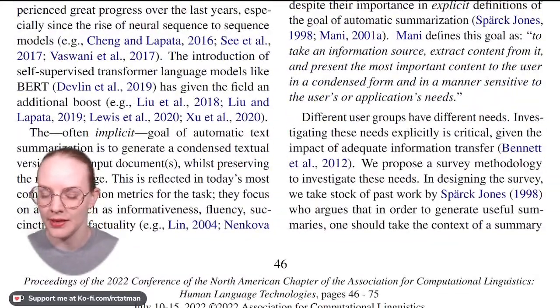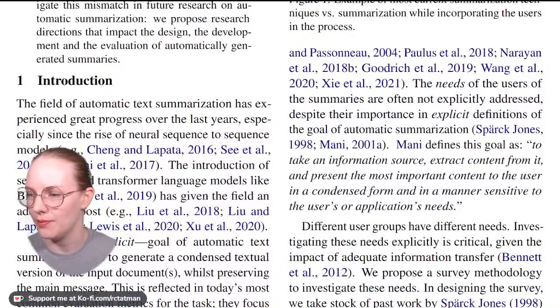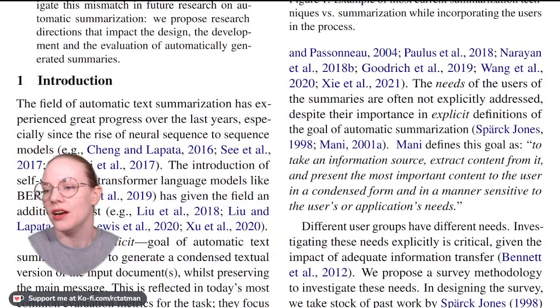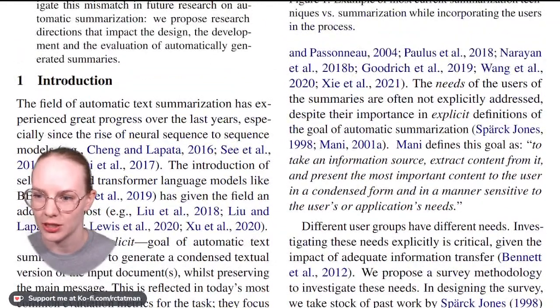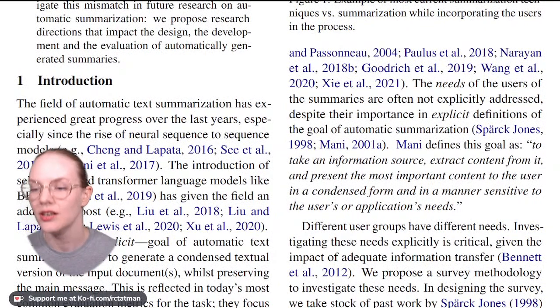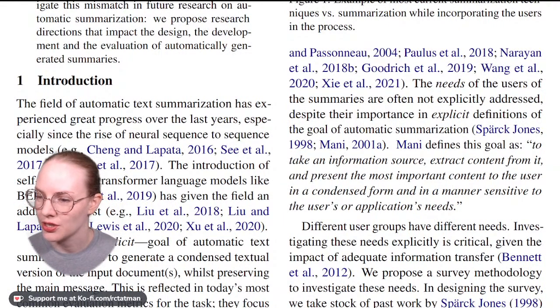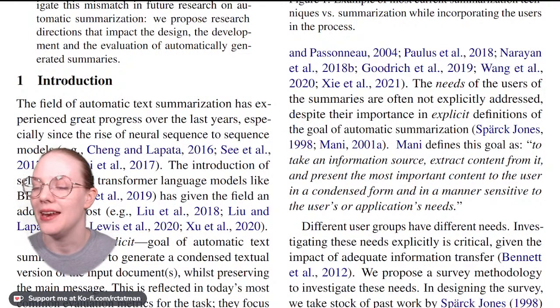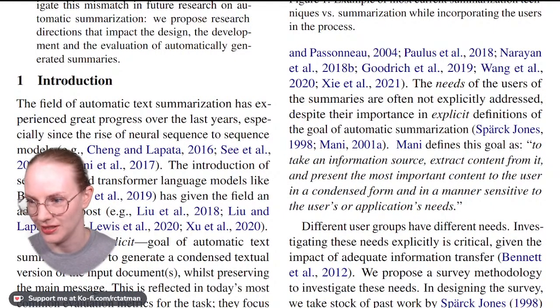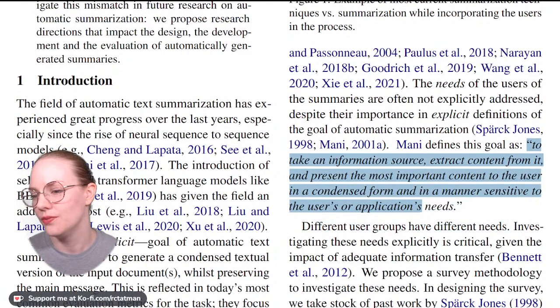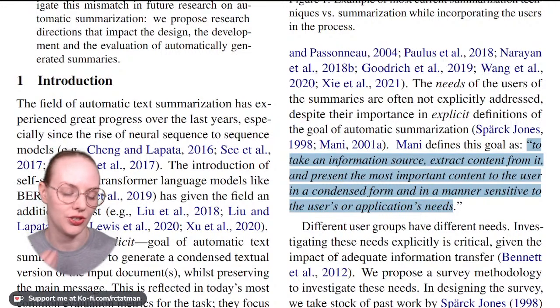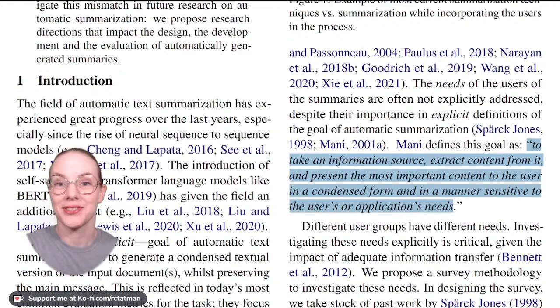All right. Oh, right. And here we're talking about different metrics. The needs of the users of the summaries are often not explicitly addressed, despite their importance in explicit definitions of the goal of automatic summarization. Mani defines it, I'm sorry, I don't know how that's said either, to take an information source, extract content from it, and present the most important content to the user in a condensed form and in a manner sensitive to the user's or application's needs. So you can see in this explicit definition they actually said it. It includes the users and what they need, but that's not necessarily always included in the task itself.